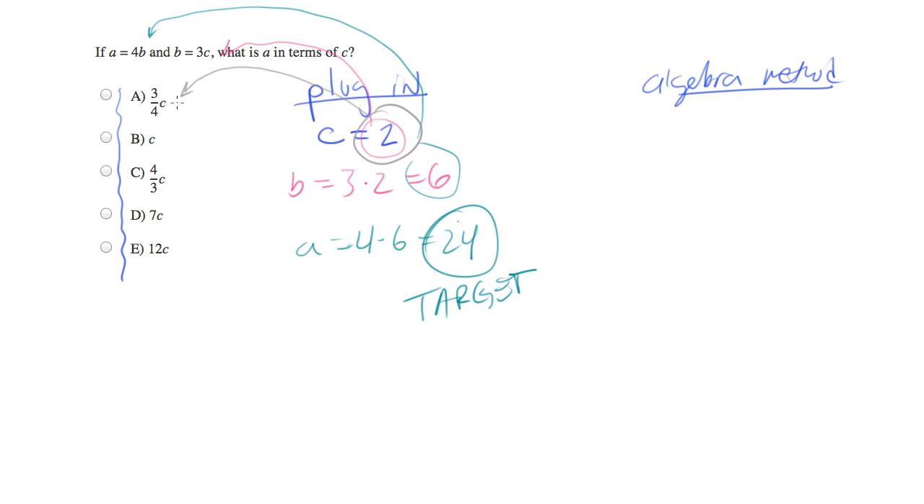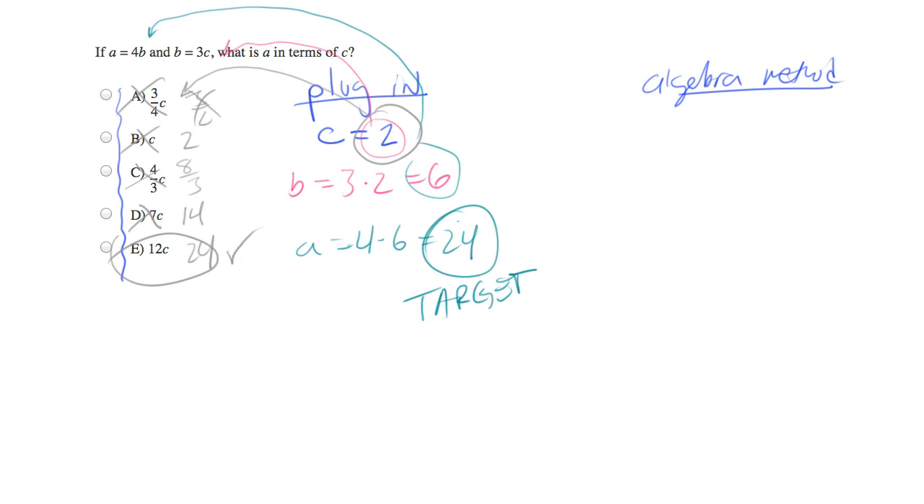So if I plug in 2 to the first equation, we end up with 3 over 2 or something that's not 24. So that's out. B is 2, so that's out. C is 8 over 3 or something, which is out. D is 14, which is out, and E is 24. Bingo. That is going to be the correct answer.